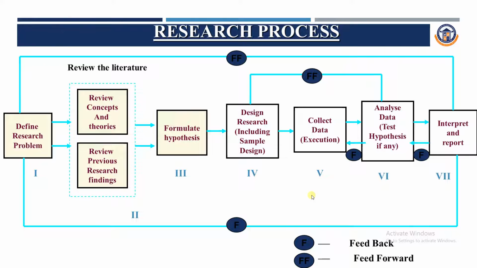Here there is a very neat diagram, a flow chart, which depicts the stages in the research process. And here if you see, you can see stage 1, 2, 3, 4, 5, 6, and 7. So there are 7 different stages which have to be undergone, and once the stages are completed, you have a loop of feedback as well as feed forward, F and FF also. So let us discuss each of these stages.